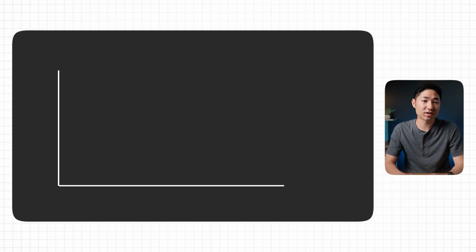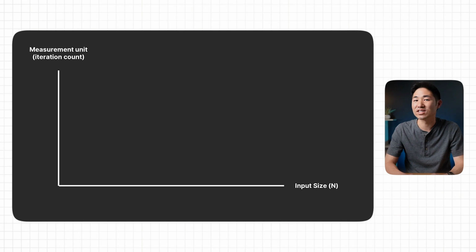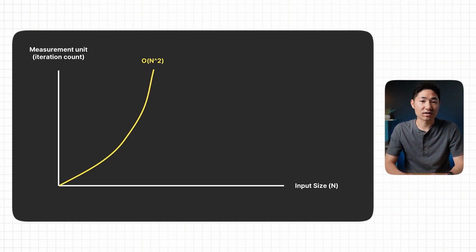Now it helps to visualize Big O notation using a coordinate plane with the x-axis being our input size and the y-axis being our unit of measurement, iterations in the case of time complexity. From our earlier examples, the O of n squared would look like this curve when visualized on this graph, and the O of n would look like this when visualized on the same graph. This can quickly give us an idea of which complexities are preferred.